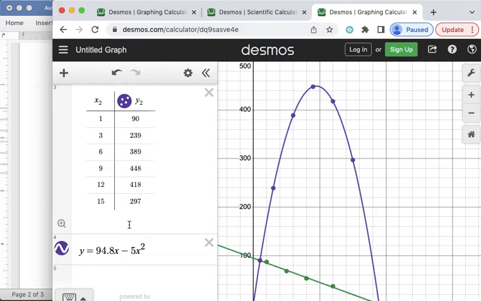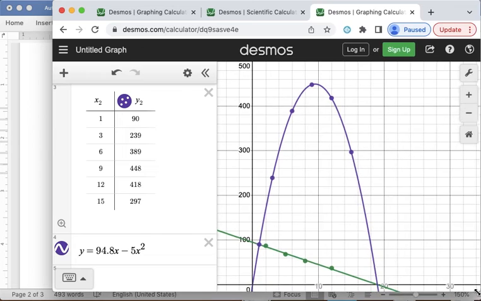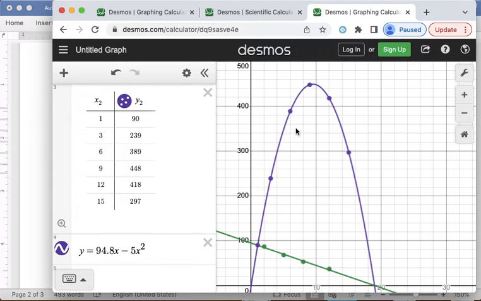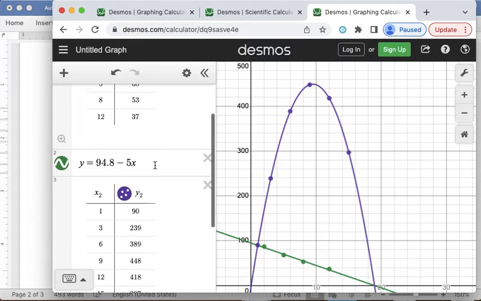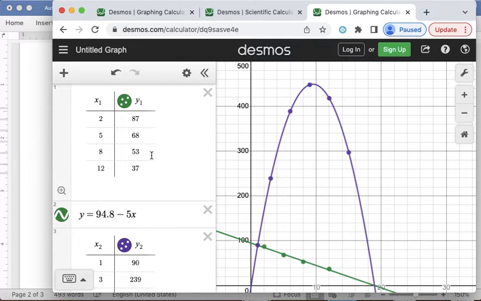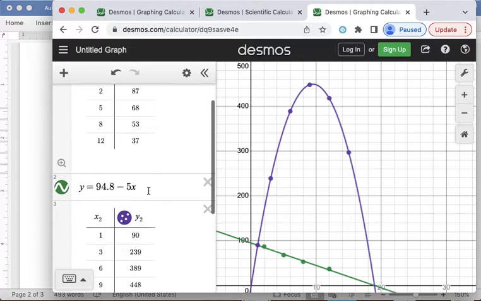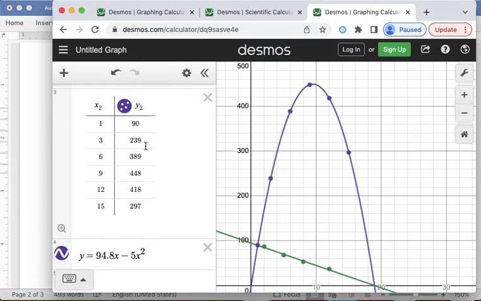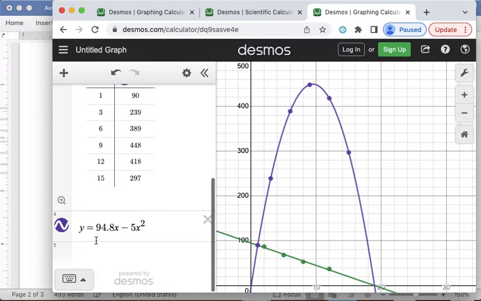Again, I already have it typed in. I had to change my viewing window a little bit so that you could see the whole parabola, but this is what that looks like. So I have my original points and then the line, and then I entered the table that we just created and my revenue equation here. I typed it out with the x squared.